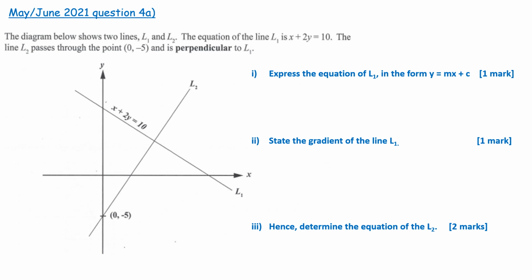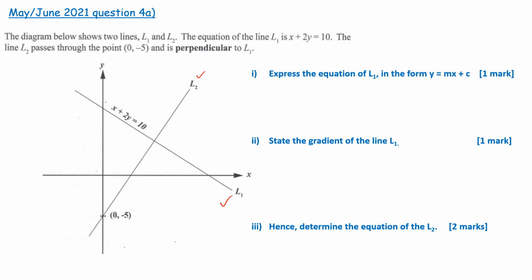Our third question, May/June 2021, question 4a. The diagram below shows 2 lines, L1 and L2. You can see that here: that's L2, and this is L1. The equation of the line L1 is x plus 2y equals 10. The line L2 passes through the point (0, -5) and is perpendicular to line L1. Express the equation of line L1 in the form y equals mx plus c, for 1 mark.